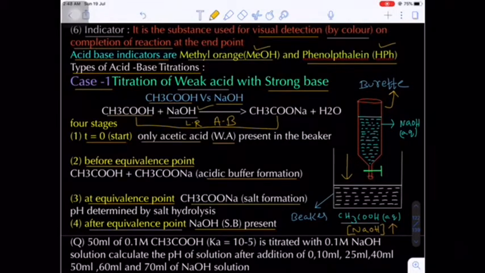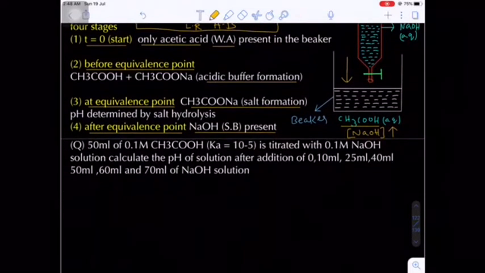So these are the four points. The first point is the starting, at time 0. The next point is before equivalence. The next point is at equivalence. The next point is after equivalence.